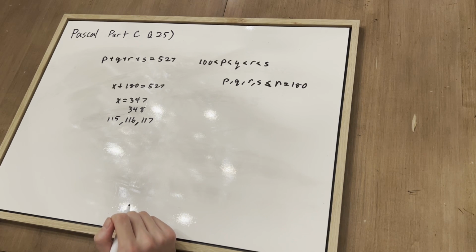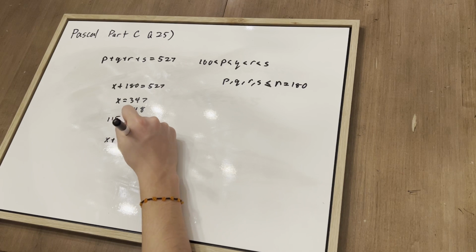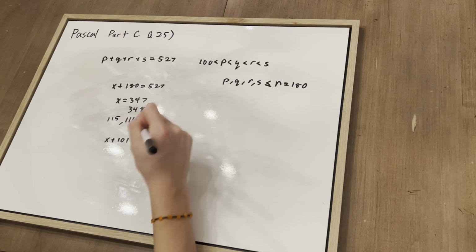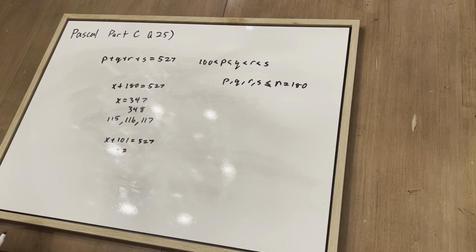Next, we want to find the maximum value. What we do now is to set the odd integer out as the least value, 101. So we get x plus 101 equals 527. So then we solve for x, using our calculator.